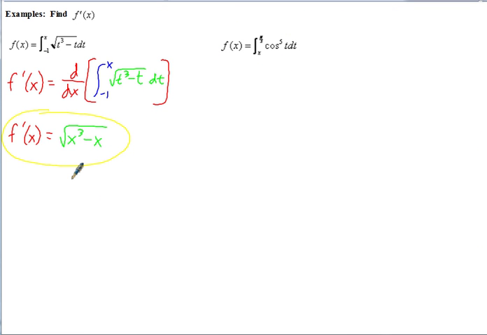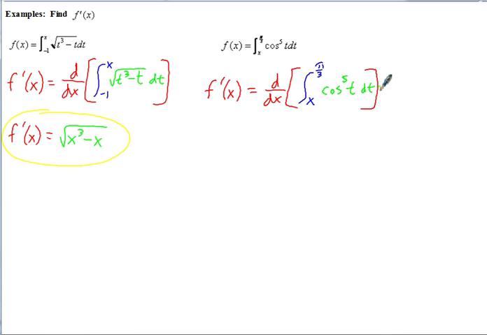All right, let's take a look at one more here. Let F prime of x be the derivative of this definite integral, again, from x to pi over 3. This time our function is cosine t to the fifth.